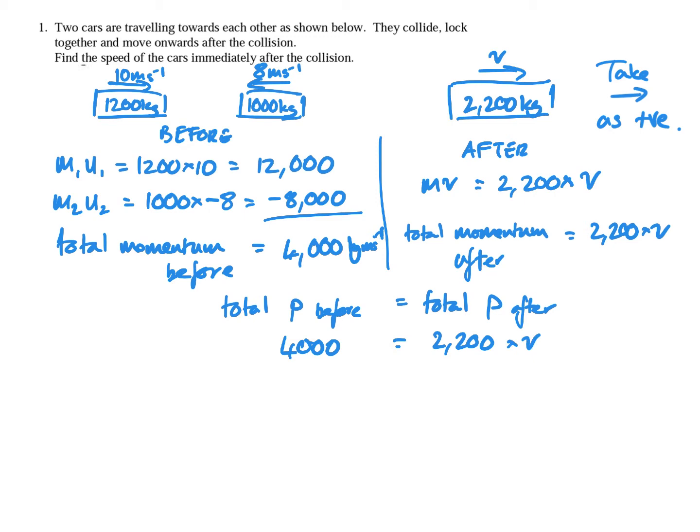that momentum is conserved. And now we can just rearrange that to get our value of v, divide both sides by 2200 and give you the answer 1.8 meters per second to the right. And strictly speaking, to the right isn't required because it asked for speed in the question rather than velocity. But good idea to put it in.